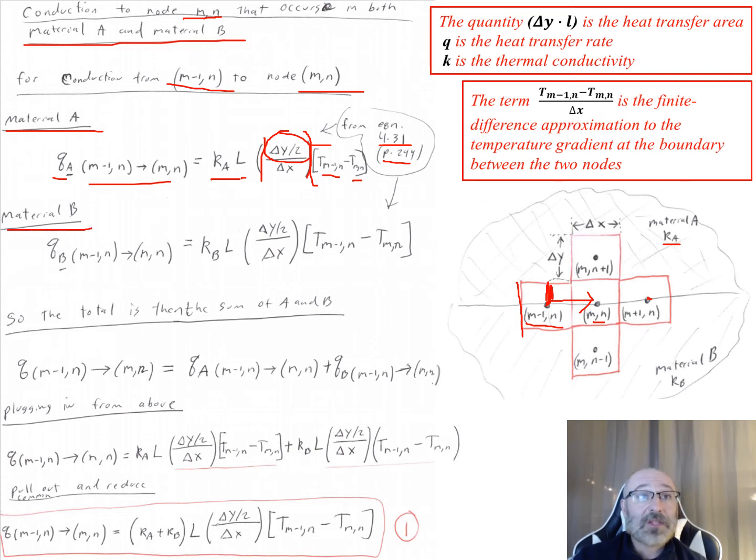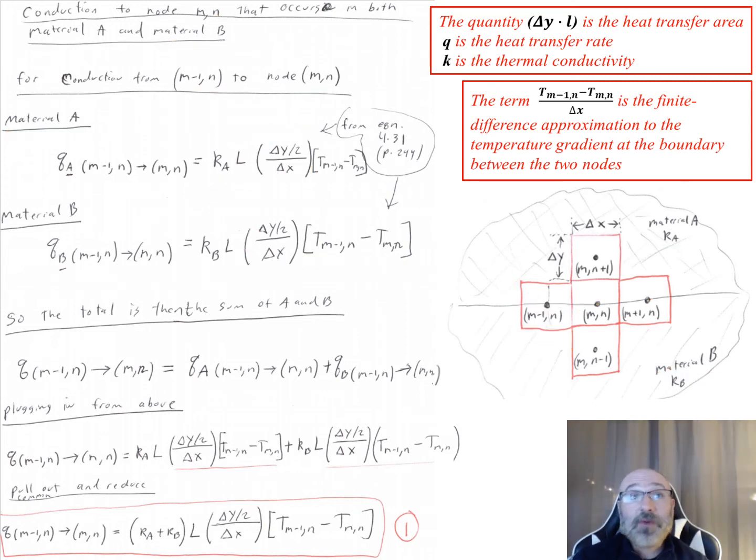Now we're going to do the same thing for material B. This tells us that our Q sub B, for just looking at material B, as we're going from that same node over to our center node, is going to be equal to our K sub B, our thermal conductivity for material B, times the distance L, times again delta Y over 2. That delta Y over 2 is from this distance here; we're just dealing with half of this delta Y distance. So delta Y over 2, all divided by our delta X term, which is still that full distance, times the temperature difference between our node and then our center node, which is expressed here.